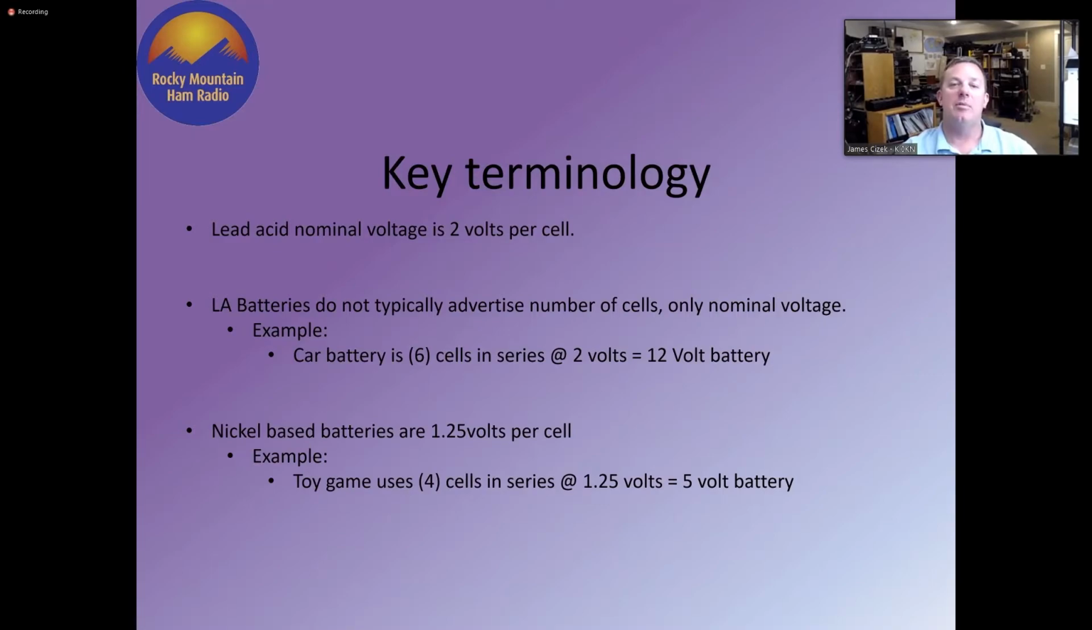So lead acid nominal terminal voltage is 2 volts per cell. Lead acid batteries do not typically advertise the number of cells, right? We don't see a 2 volt times 6 car battery. It's a 12 volt battery. Nickel-based batteries are about 1.25 volts per cell. So in a car battery we put 6 cells together at 2 volts, and we get 12 volts in series. With nickel-based batteries, we put 4 cells in series at 1.25, and we have a 5 volt battery.